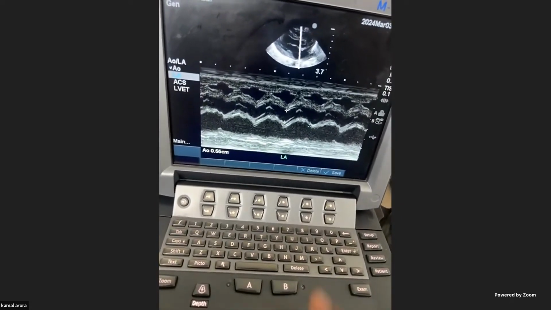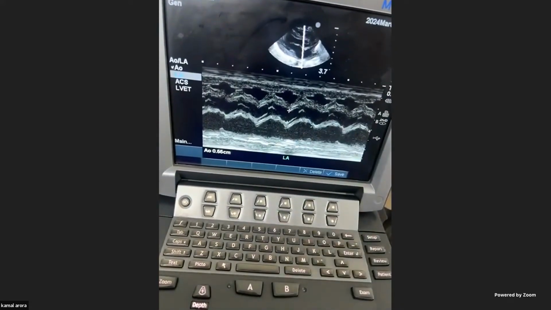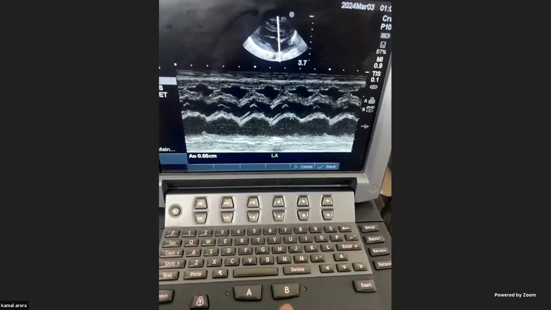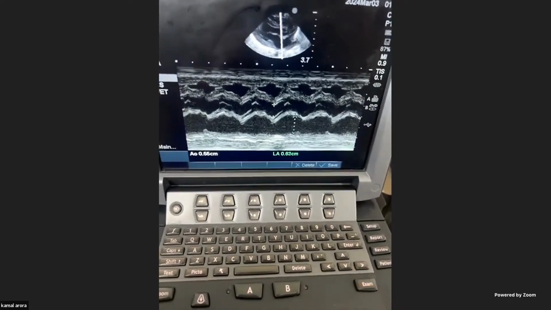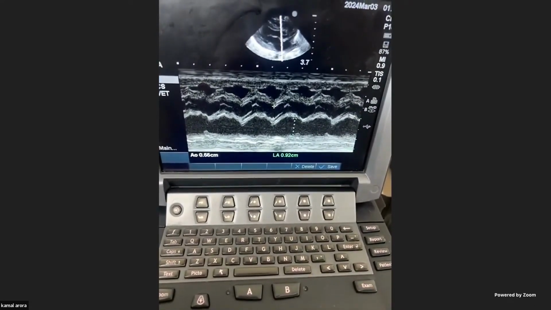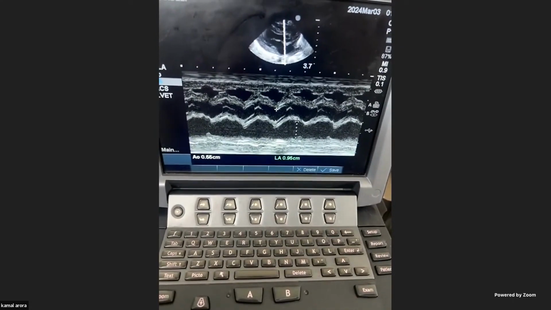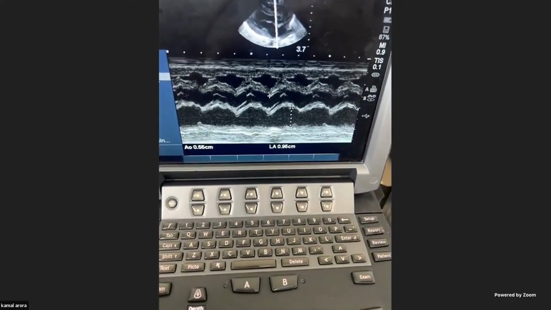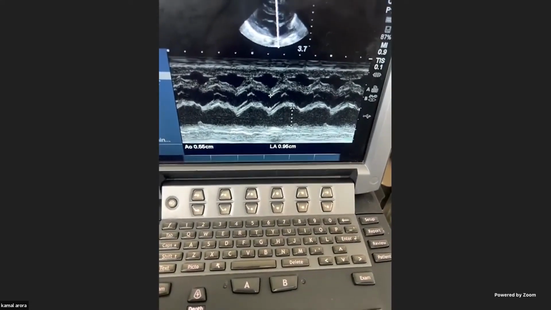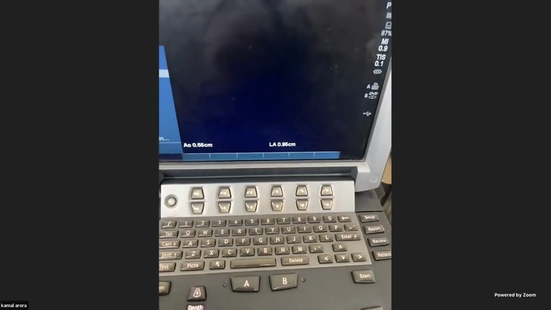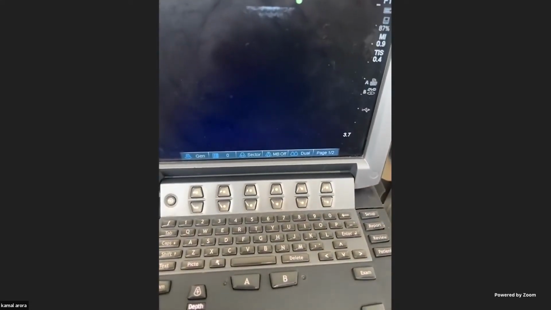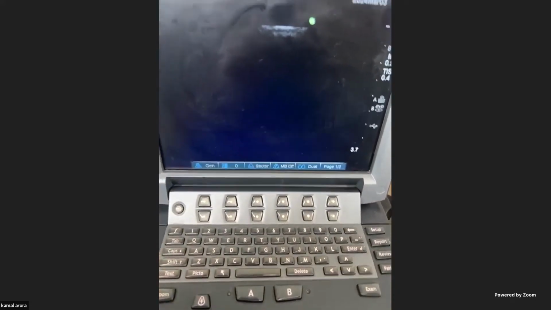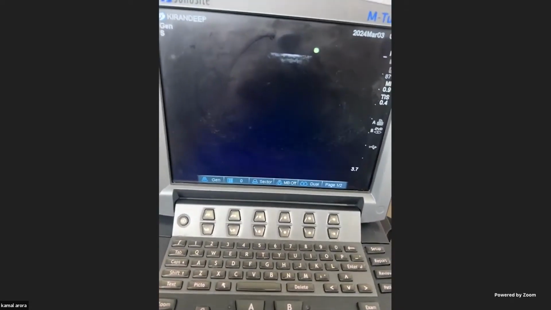So the diastole is where the aortic valve is closed. It is coming out to be 0.92. So 0.95 is the LA divided by 0.55. It is coming out to be 1.72. So we have LA ratio which is increased to 1.7.